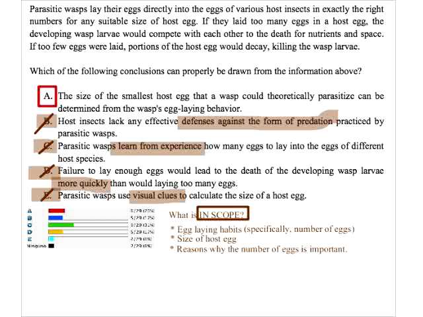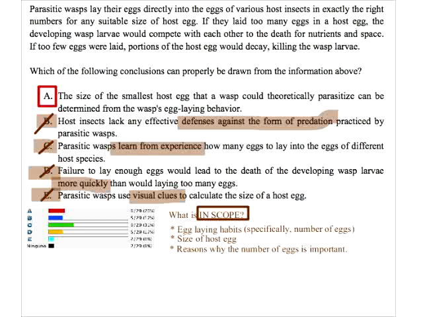And we'll talk about why this is proved beyond reasonable doubt here in a second. But notice that on this problem type, it's very powerful to be able to eliminate things that are outside the scope, because on many of these problems, you get 4 items that are outside the scope, which means only 1 is not. So as far as choice A goes, the size of the smallest egg that it could theoretically parasitize could be determined from its behavior.